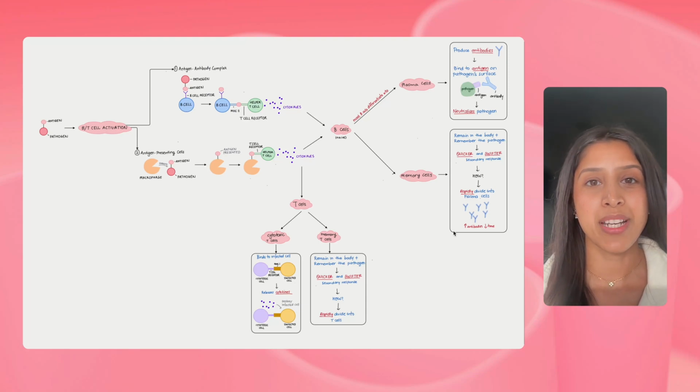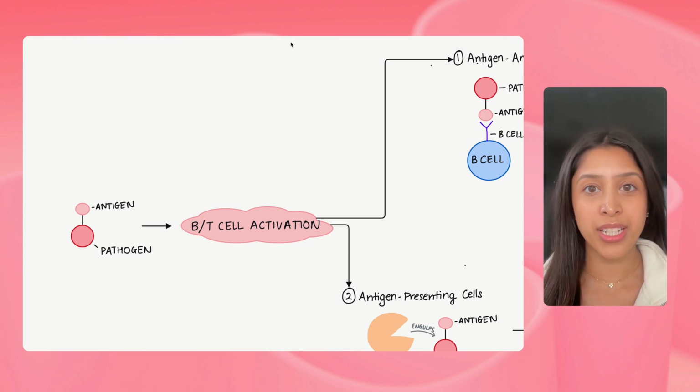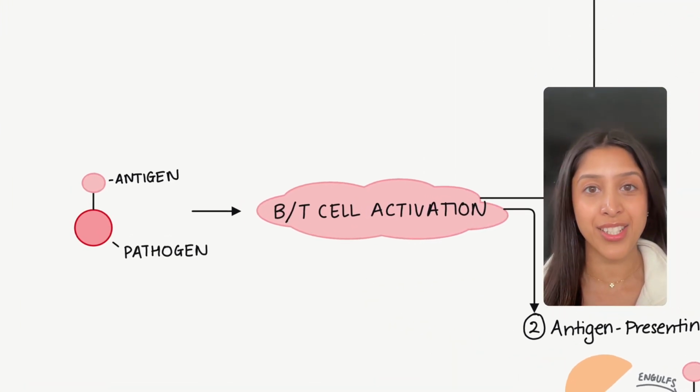In this video, I'm going to be breaking down how exactly B and T cells work using this very simple to understand flowchart. Our adaptive immune response is a part of our third line of defense. So this is where the response becomes very specific to each pathogen. And how this is triggered is because of these molecules called antigens.